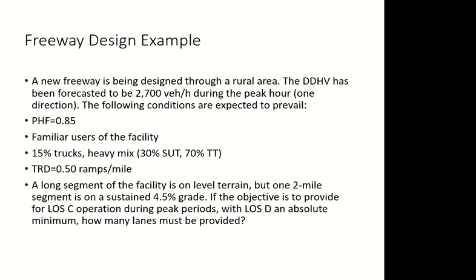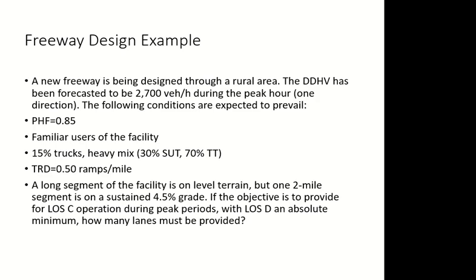We have a new freeway which will go through a rural area. The design hourly volume is given. Obviously it should be in one direction, so you will get the number of lanes for one direction as well. If I get 4 lanes, that means 4 lanes in one direction. Peak hour factor is given. Familiar users, so no adjustment factor for that. Percentage of trucks is given, heavy mix means 70% big trucks. Total ramp density is given.